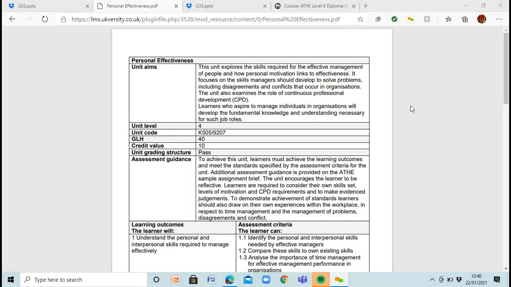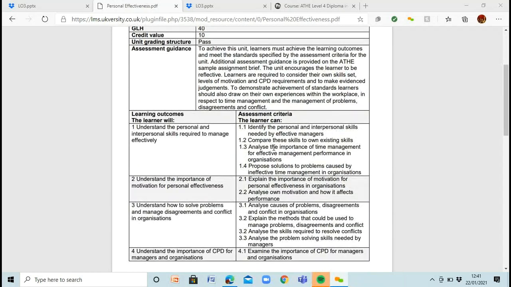So we're going to be looking at learning outcome 3 today, Salma. We're doing the personal effectiveness unit, and over the past few lessons we've looked at learning outcome 1, which was understand the personal and interpersonal skills required to manage effectively.